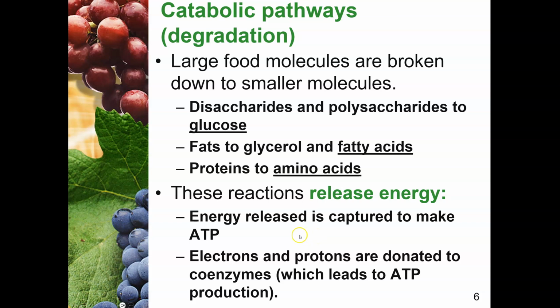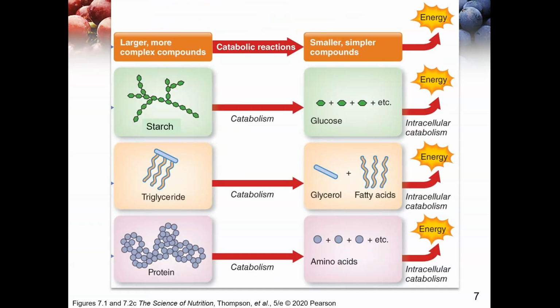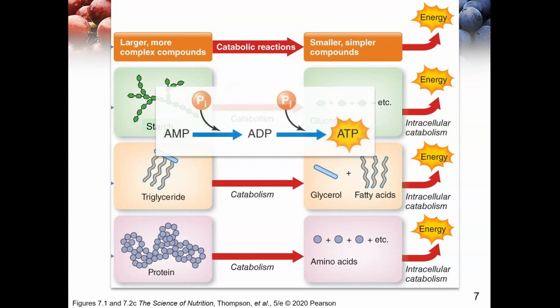The other thing that happens is that in these catabolic reactions, the molecules lose electrons and protons, and those are going to be donated to coenzymes, and those coenzymes are sort of helper enzymes, and those coenzymes will also, when they donate their electrons and protons, lead to additional ATP production, as we'll see as we progress through the chapter. So again, we have these catabolic reactions; this is the figure I just showed you.